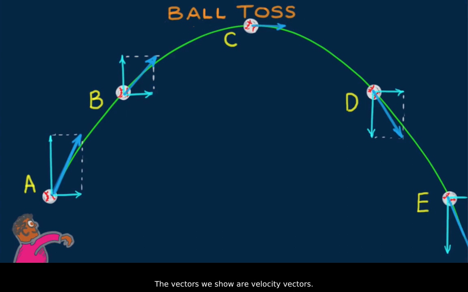The vectors we show are velocity vectors. We could also draw vectors for force, and even vectors for acceleration. Let's draw a vector for the force of gravity acting on the ball, say at position B. Shall we find the resultant of the velocity and force vector, say with this parallelogram?